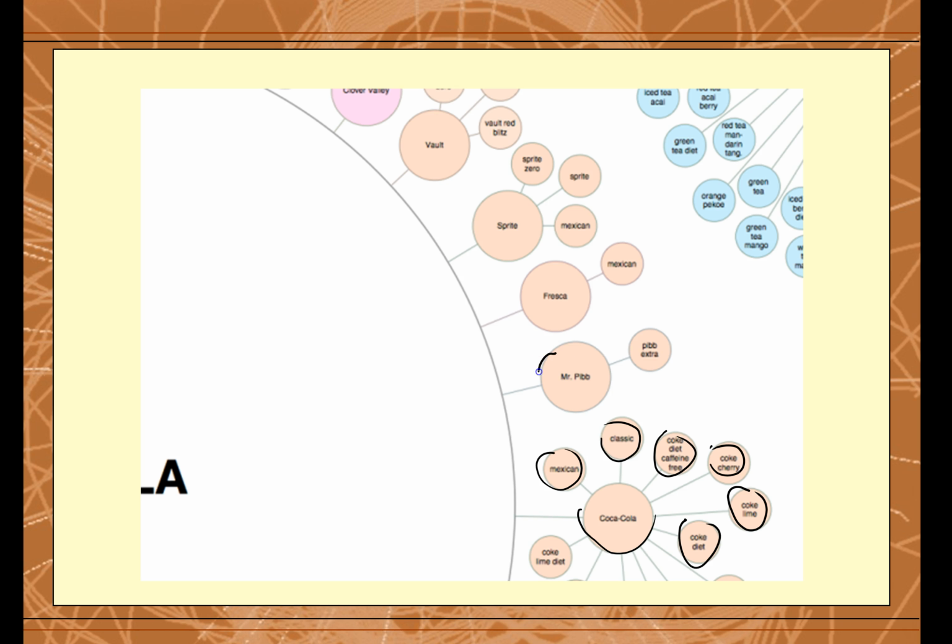For example, Mr. Pibb, you may not be familiar with that. That kind of tastes like Dr. Pepper. And cherry Coke is also another soft drink that sort of tastes like Dr. Pepper. And Dr. Pepper is not made by Coca-Cola. So you can see these two compete against Dr. Pepper, which is somewhere over here. But they also compete against each other. So there's a lot of competition between firms and actually within a firm's product line.